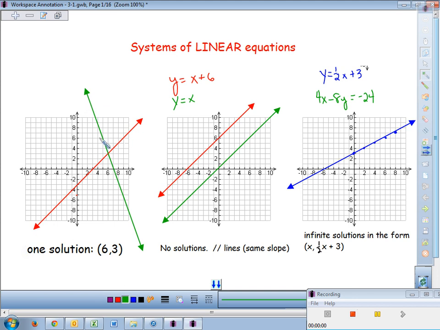Those lines could intersect at one place right there, where you get one solution, and in this case that solution is at 6, 3. It's just the ordered pair where they intersect.